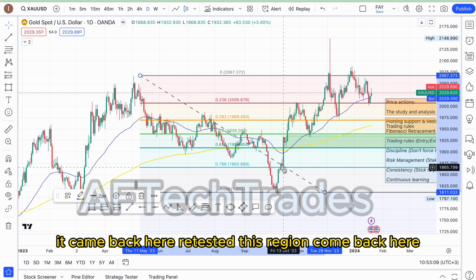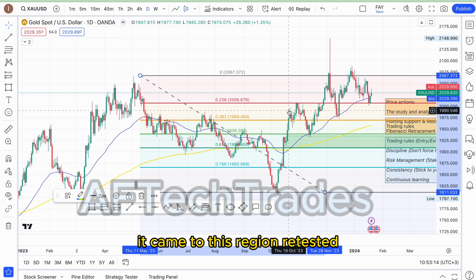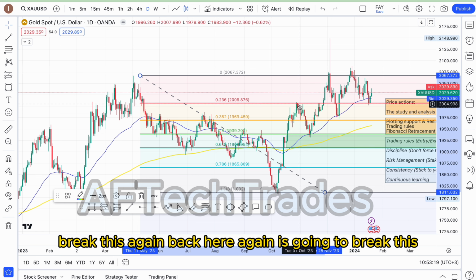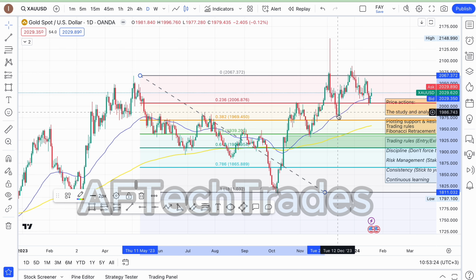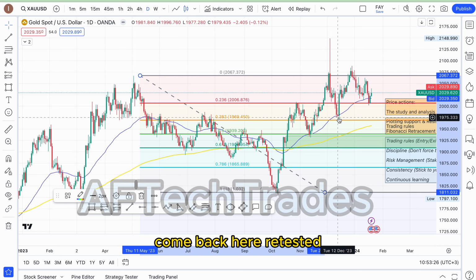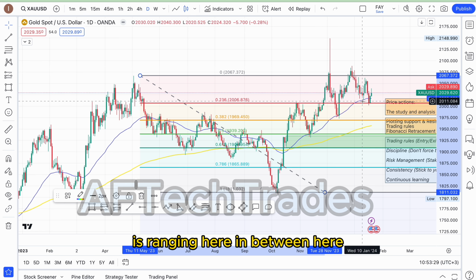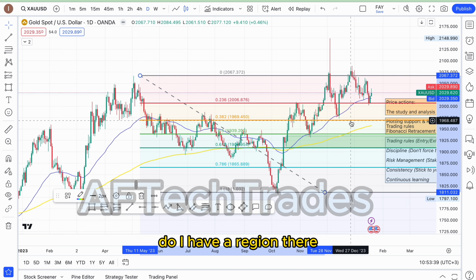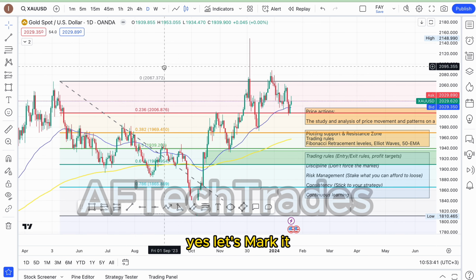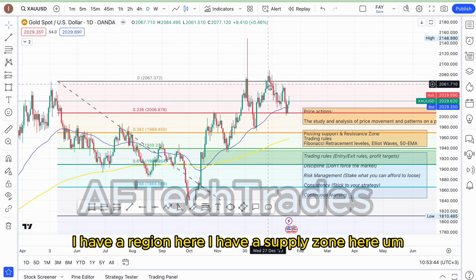It came back here, retested this region, came back here. It came to this region, retested, broke this region, back here again. It's going to break this. It did break it here. Came back here, retested. It's ranging in between here. The next immediate point is this region, 2.067. Do I have a region there? Yes, let's mark it. I have a region here.